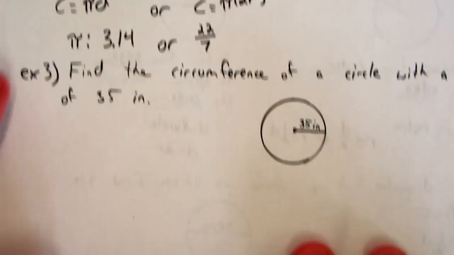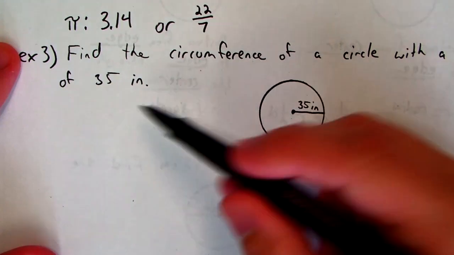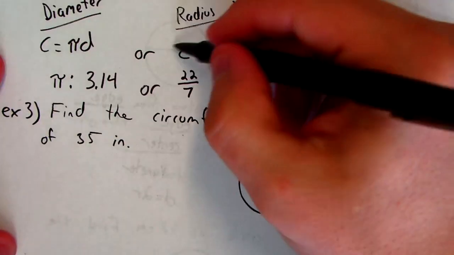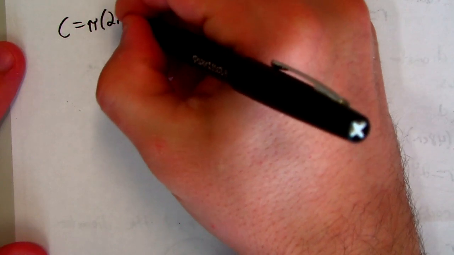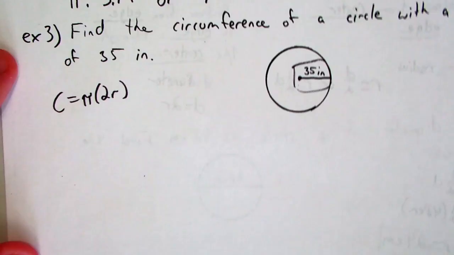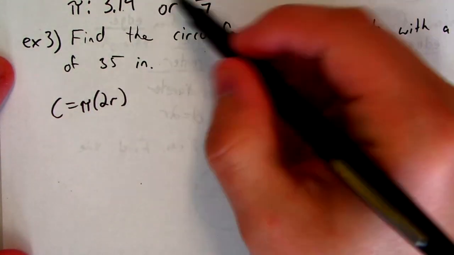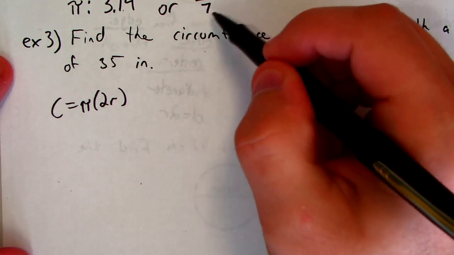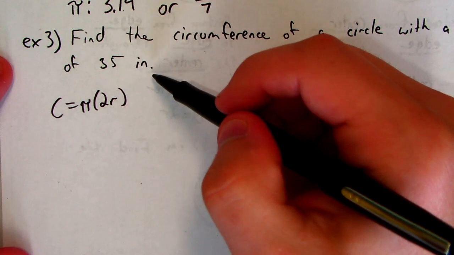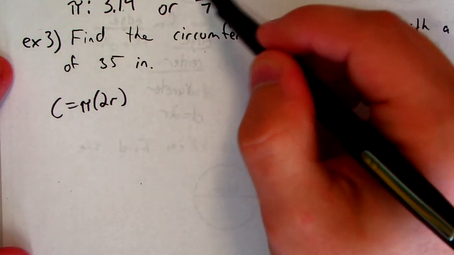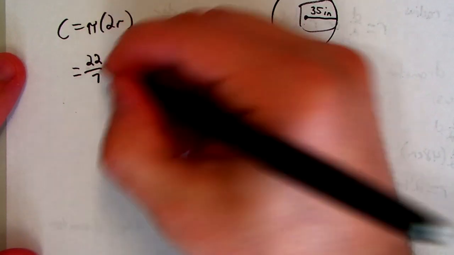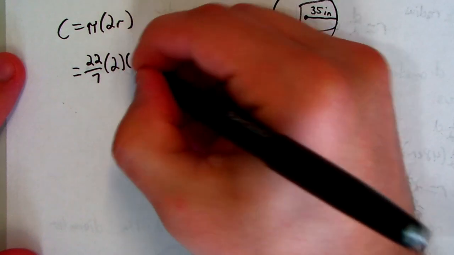All right, so let's talk about example 3 here. It says find the circumference of a circle with the radius of 35 inches. So we know the radius, which means we're going to focus in on this equation here. It tells me the radius is 35 inches. I can use either one of these two approximations, but I want to use this one right here, because the radius is a multiple of 7, so I'd be getting rid of this fraction. I'll show you what it is also if you use the decimal version. But I'm going to substitute 22 over 7 in for pi. And we have 2, and the radius is 35.